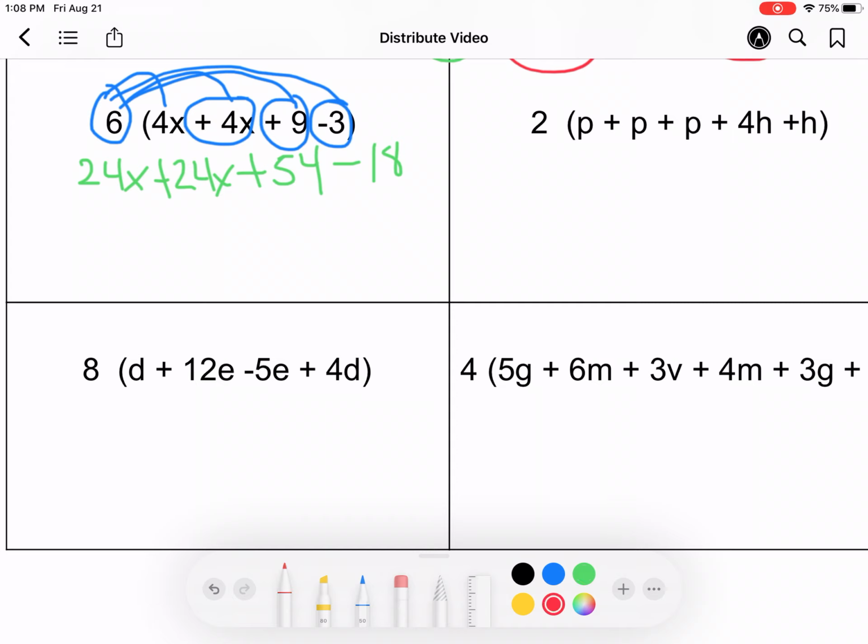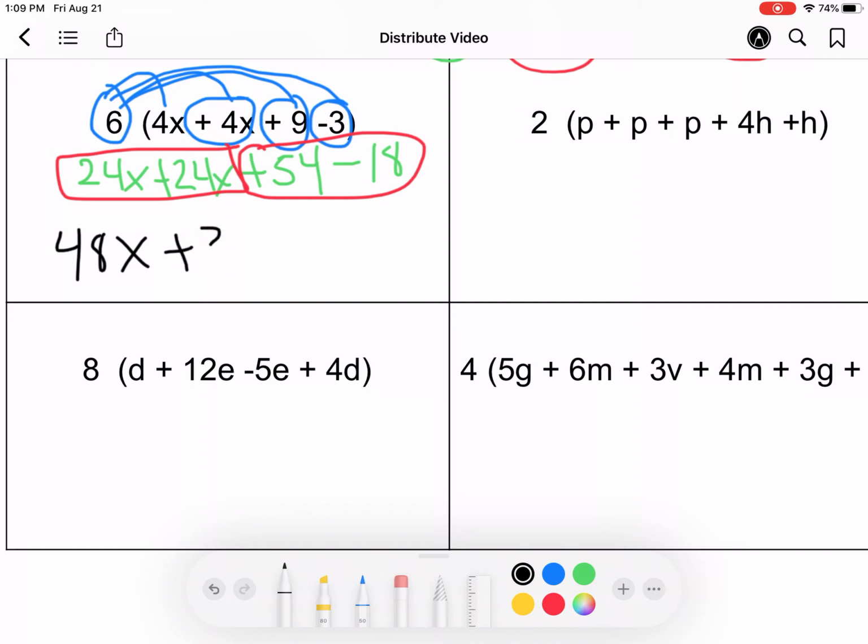So what do I have to do now? I have to identify my like terms. Well, there's 2 of them, and here's 2 more. So I simply combine my like terms. 24x plus 24x gives me 48x. 54 minus 18 gives me 36, positive, because 54 is larger. And now I'm done.